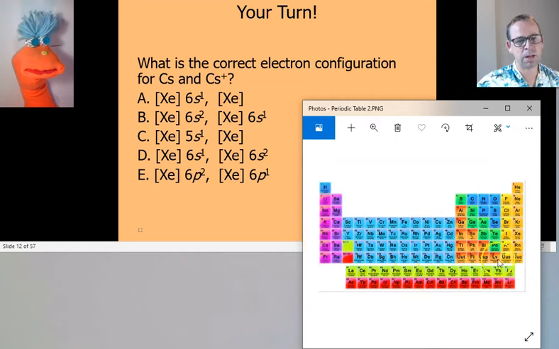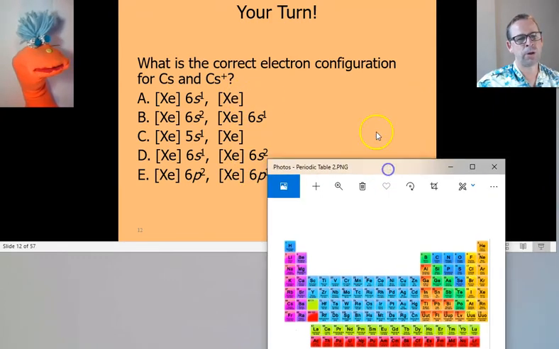Here's cesium right there, right? So xenon, all you need next to get cesium is what? What electron is that there? That's in the s block, and the column is 1, 2, 3, 4, 5, 6. So 6s. So 6s1. So A or D, and then yeah. So xenon, yeah. So the answer is A. Very good. The answer is A.